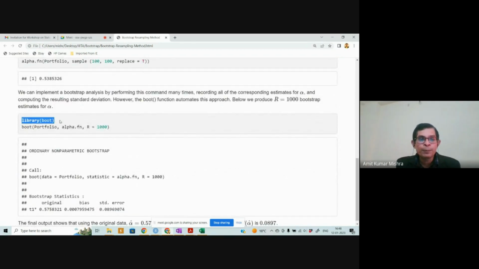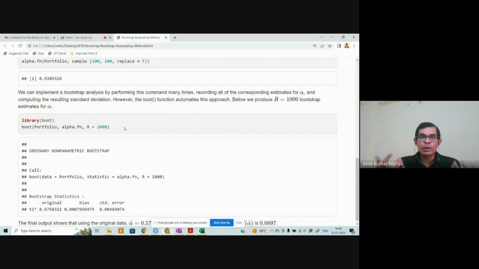So call the library and the function is boot. So what it will do, boot on this data portfolio, which function? Alpha function. How many times? 1000 times. So simple. You don't worry about writing for i equals 1 to B, everything. Nothing, just using this function. But you can now understand there is nothing to grasp from this, because it clearly doesn't tell you what is happening behind it. And that's why I have given you step by step codes also, so that you can understand the process behind it.